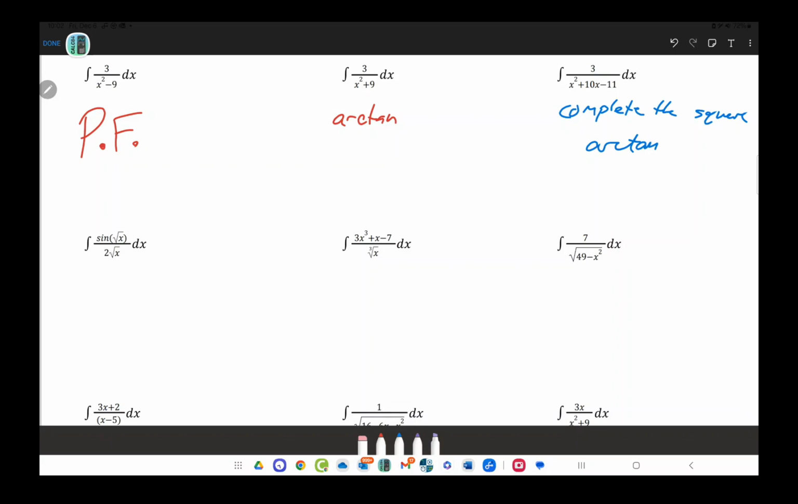What do you think about this one? Partial fraction. Use substitution. That's not partial fraction. I heard somebody say use substitution right here. Use substitution. Again, you only want to use partial fractions when you can do what? When you can factor the denominator. If you can factor the denominator, use partial fractions.